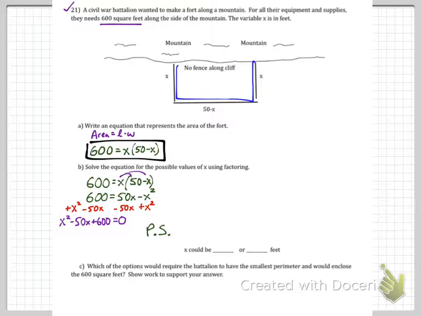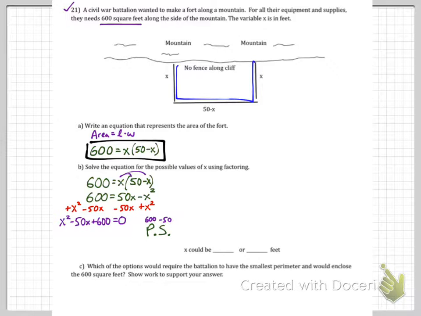Here I'm going to do product sum. This is another place where, if you get stuck, you can write down the product, 1 times 600, and the sum, negative 50, and ask me about this on the test. If you can't find the two numbers that multiply to 600 and add to negative 50, as long as you can get to this point, I can nudge you in the right direction for some points and show you what the product sum is.